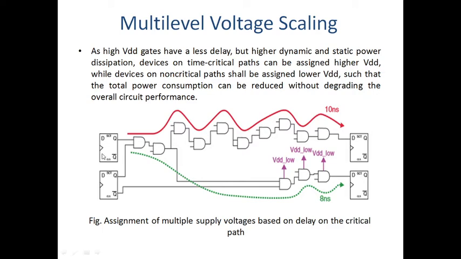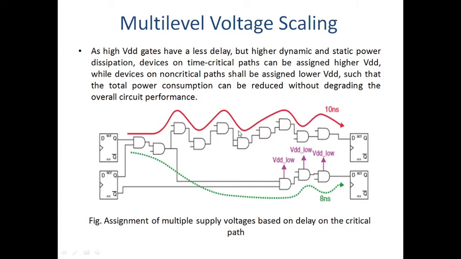See this circuit. In this we can clearly see this. The upper part is the critical path, and the lower part is the non-critical path. For a critical path we give the higher VDD, and for a non-critical path we give the lower VDD. Critical path means the signal is passing through many gates. Here the signal is passing through one or two gates, or fewer gates. That is called a non-critical path.